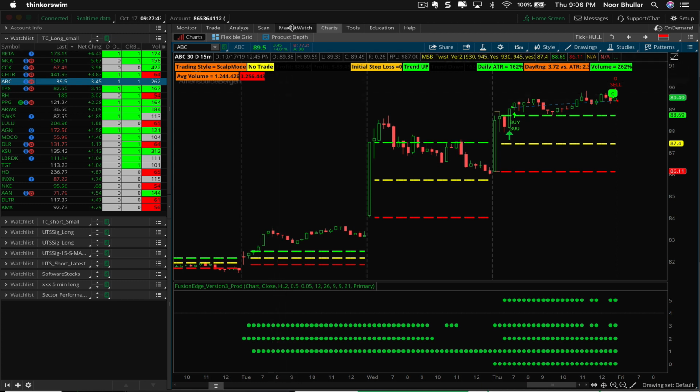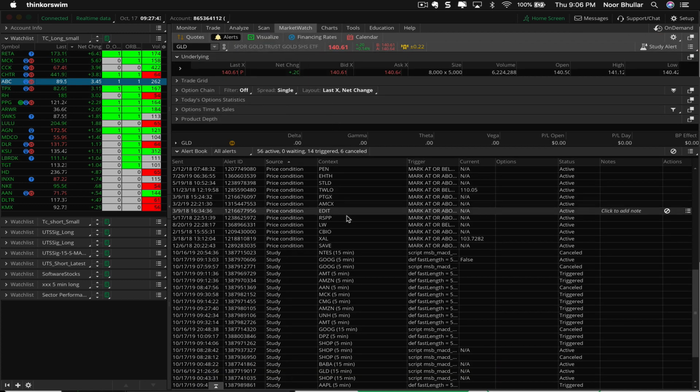One of the things that I want to focus on next time is how we look at the market watch and look at creating alerts on stocks, right? So simple alerts are fairly straightforward, right, on price and so on and so forth. But we can also create alerts on studies, right? So if you have a simple study, you can apply it to a particular stock, right?